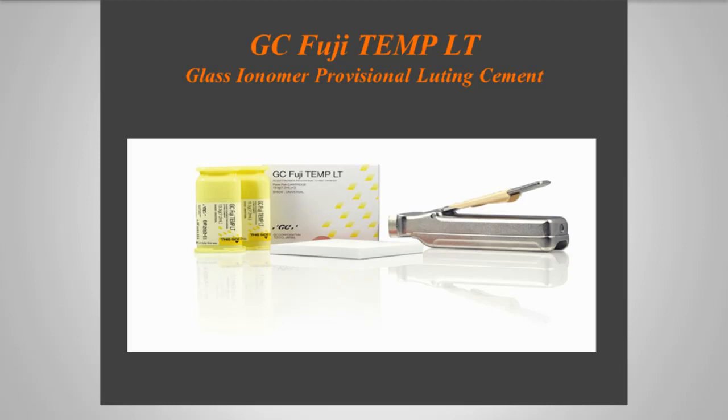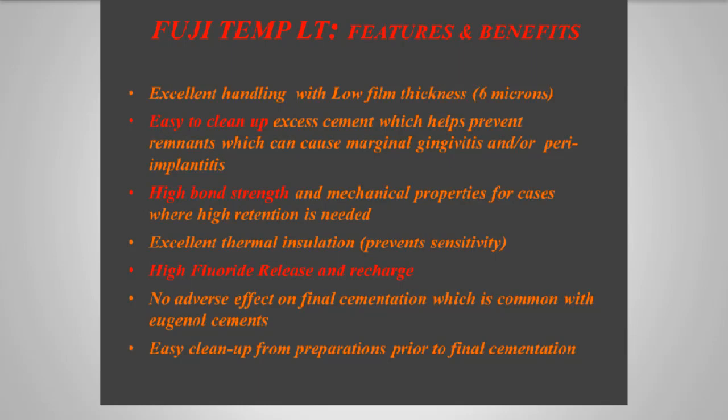Some of the features and benefits of this product: excellent handling, low film thickness. Now, film thickness 6 microns is a good film thickness for a final cement. Usually the space between laboratory fabricated restoration and the tooth can be anywhere from 20 to 30 microns. We consider that a good fit.